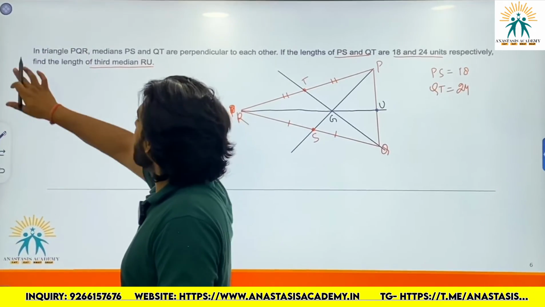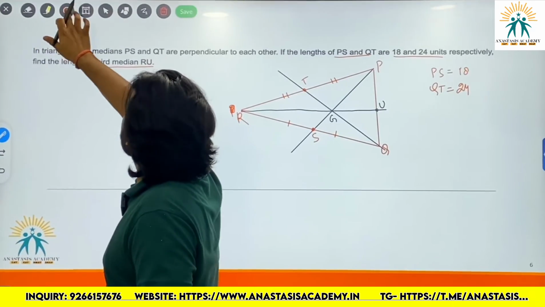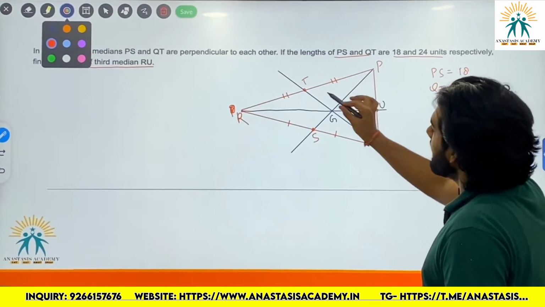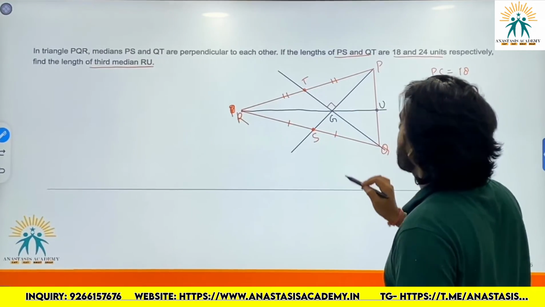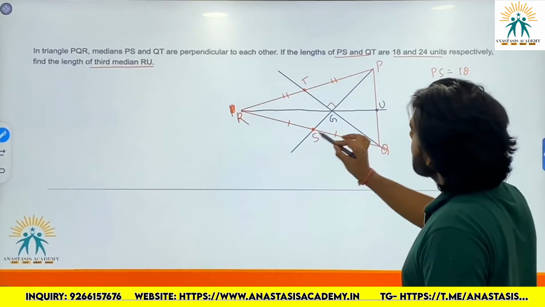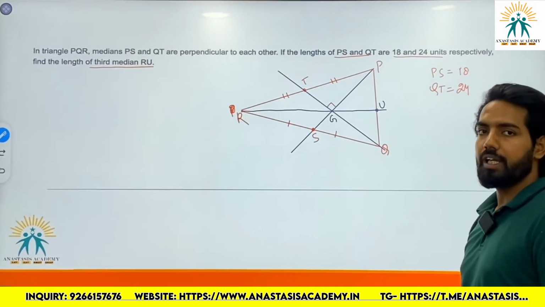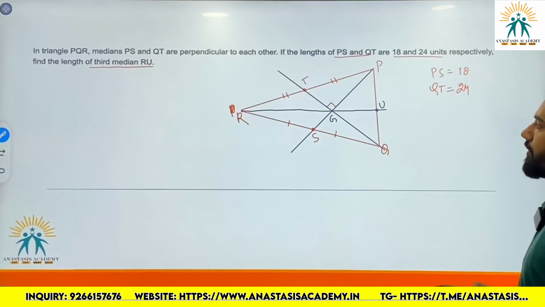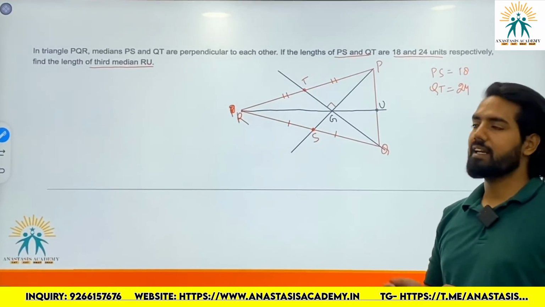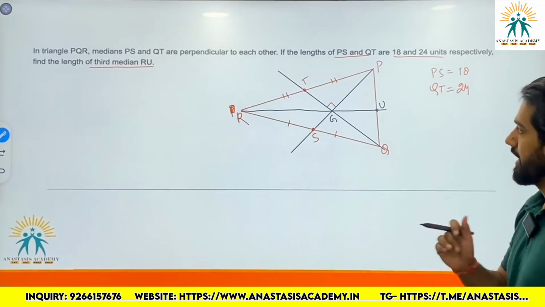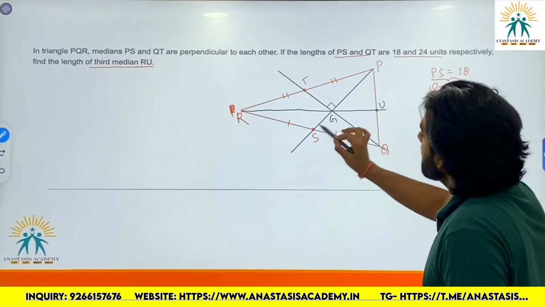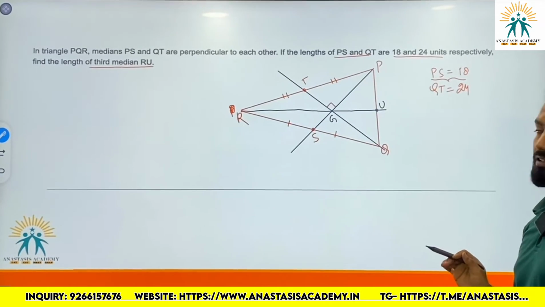Now, these two medians are given as perpendicular. PS is perpendicular to QT. Also, one property of the centroid is that the centroid divides each median in the ratio 2:1, and the lengths of the medians are given. This median PS is 18 units long.